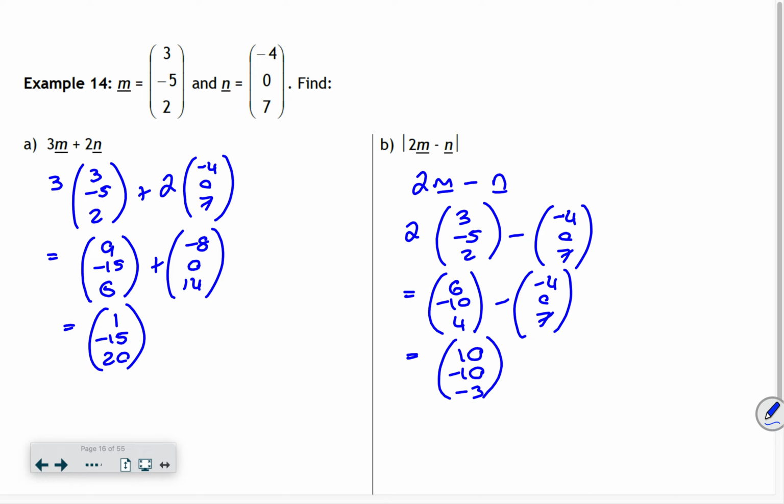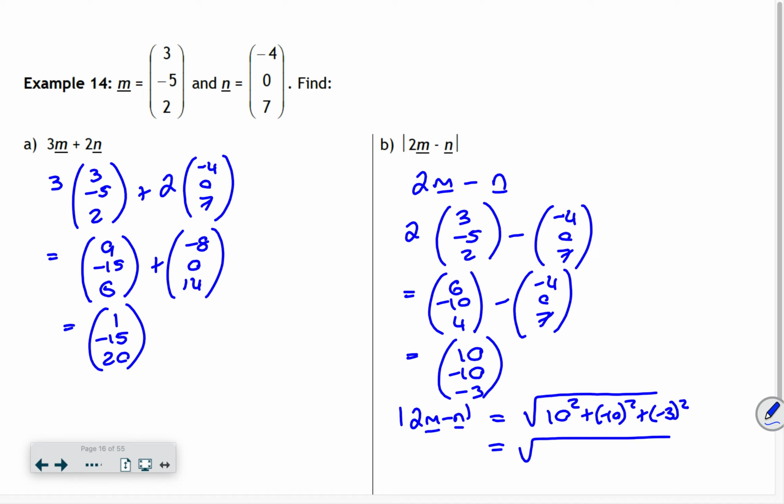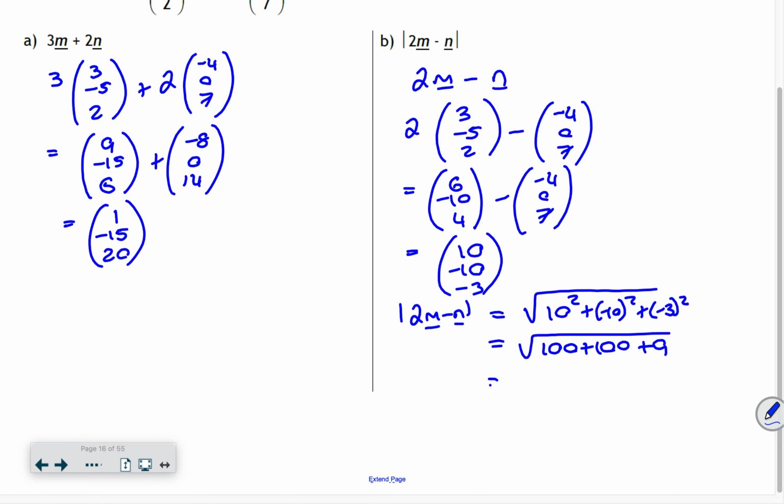Then I want to find the magnitude of that. So the magnitude of 2m minus n is just going to be the square root of 10 squared plus minus 10 squared plus minus 3 squared. So that's going to be 100 plus 100 plus 9, which is going to give me the square root of 209. Okay?